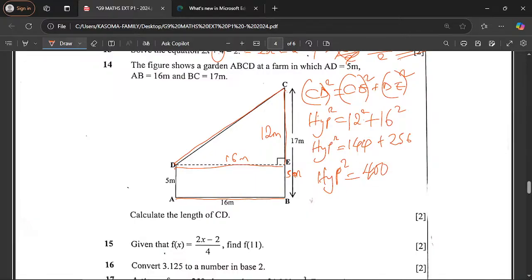Then we say, what do we do now to find the value of CD, or DC? We are going to take the square root. So the square root of hypotenuse squared is the hypotenuse, which is equal to the square root of 400, which is 20. So the length of CD is 20 meters. Okay, so that is the length of CD.